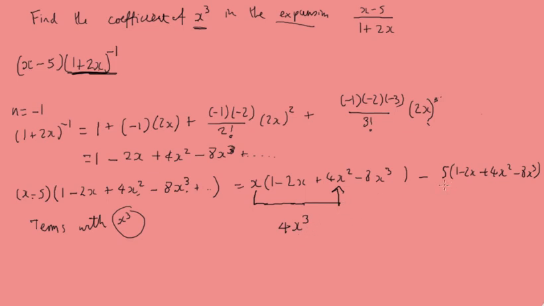And here, that's not going to give us x cubed. That isn't, but this is. So we've got minus 5 times 8, which is going to be 40x cubed. So that will give us 44x cubed as our coefficient for the x cubed part. So I hope that helps.